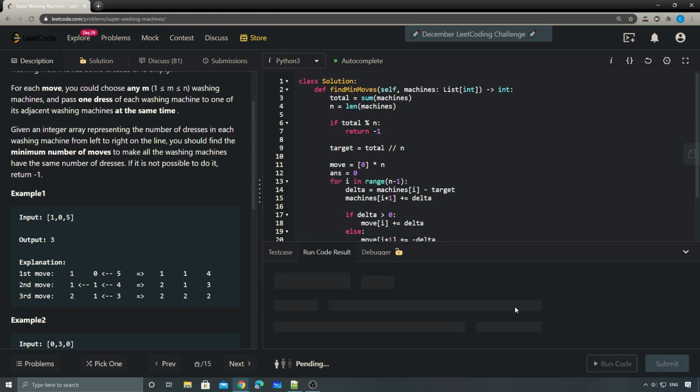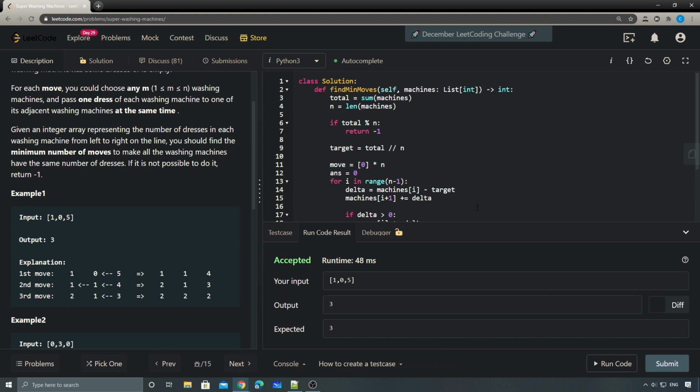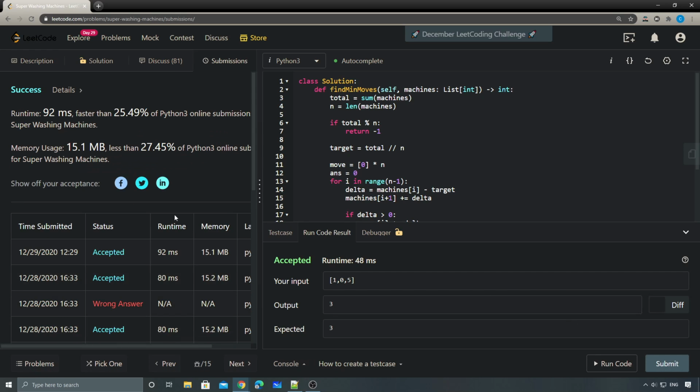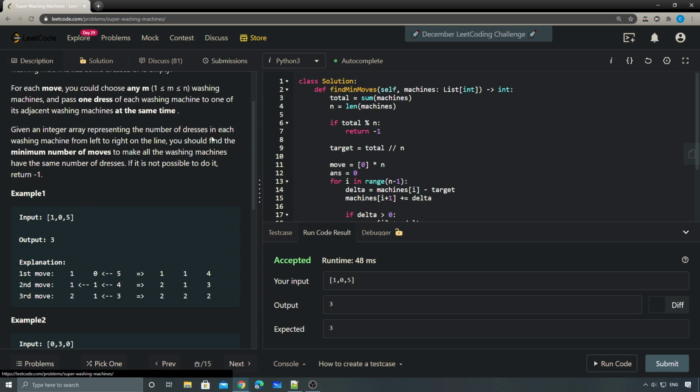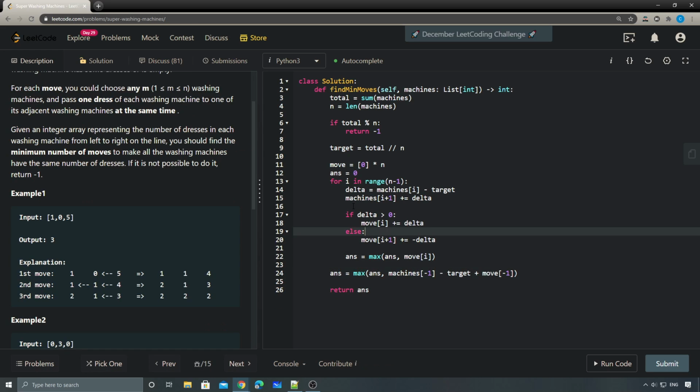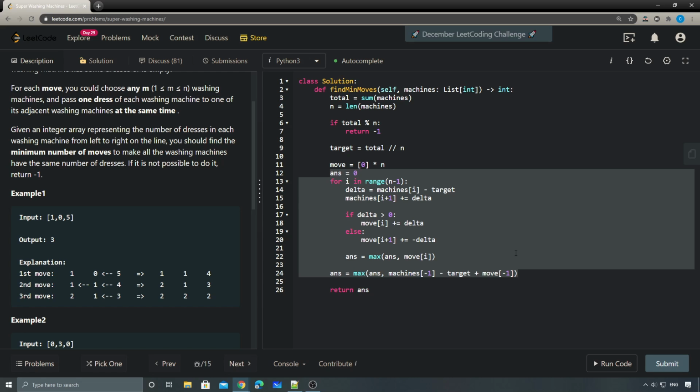Okay, so run the code. Okay, submit. Yeah. So of course it's an O(n) time complexity.